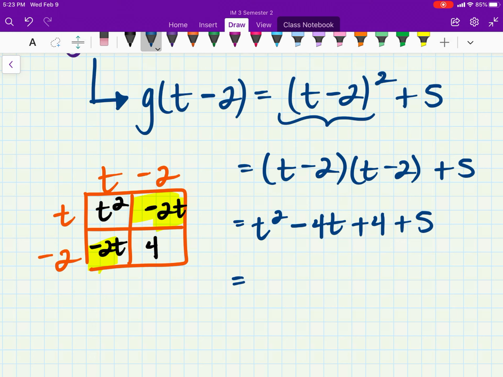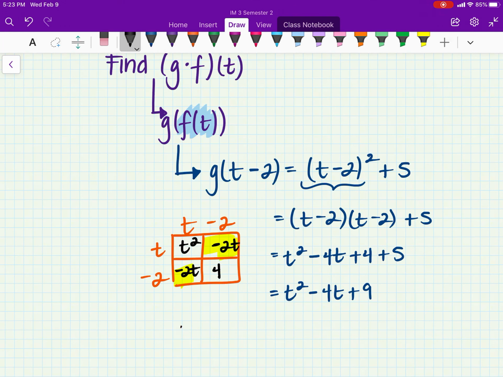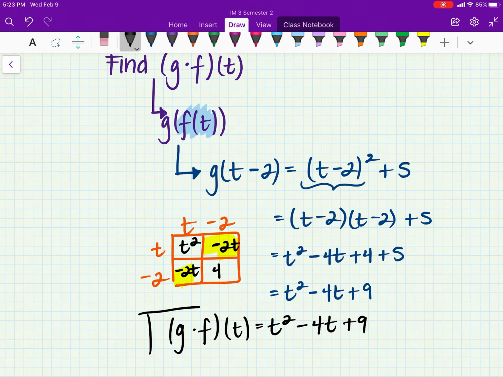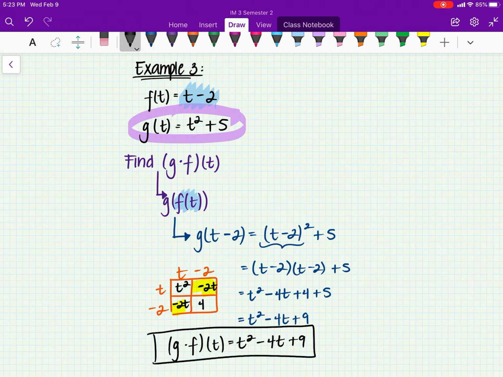And in this case, the only things we could combine are the 4 and the 5. So this reduces to t squared minus 4t plus 9. So our answer for g of f of t is going to equal t squared minus 4t plus 9. And that is our answer. All right, so once again, we're doing basic substitution here, guys. We're working inside out with the composite functions here.